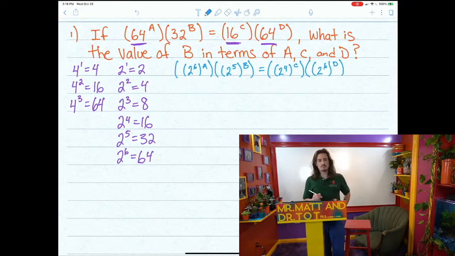And when they're asking for b in terms of a, c, and d, that's just a really fancy way of saying get b by itself. So if you multiply the powers of the powers out, you'll be able to then add the exponents because you have common bases. Then you'll be able to drop the bases and equate the exponents. And then you can use your standard algebraic processes in order to isolate b on one side of the equation. Once you do that, whatever is on the other side, including the a, c, and d, will be your answer.